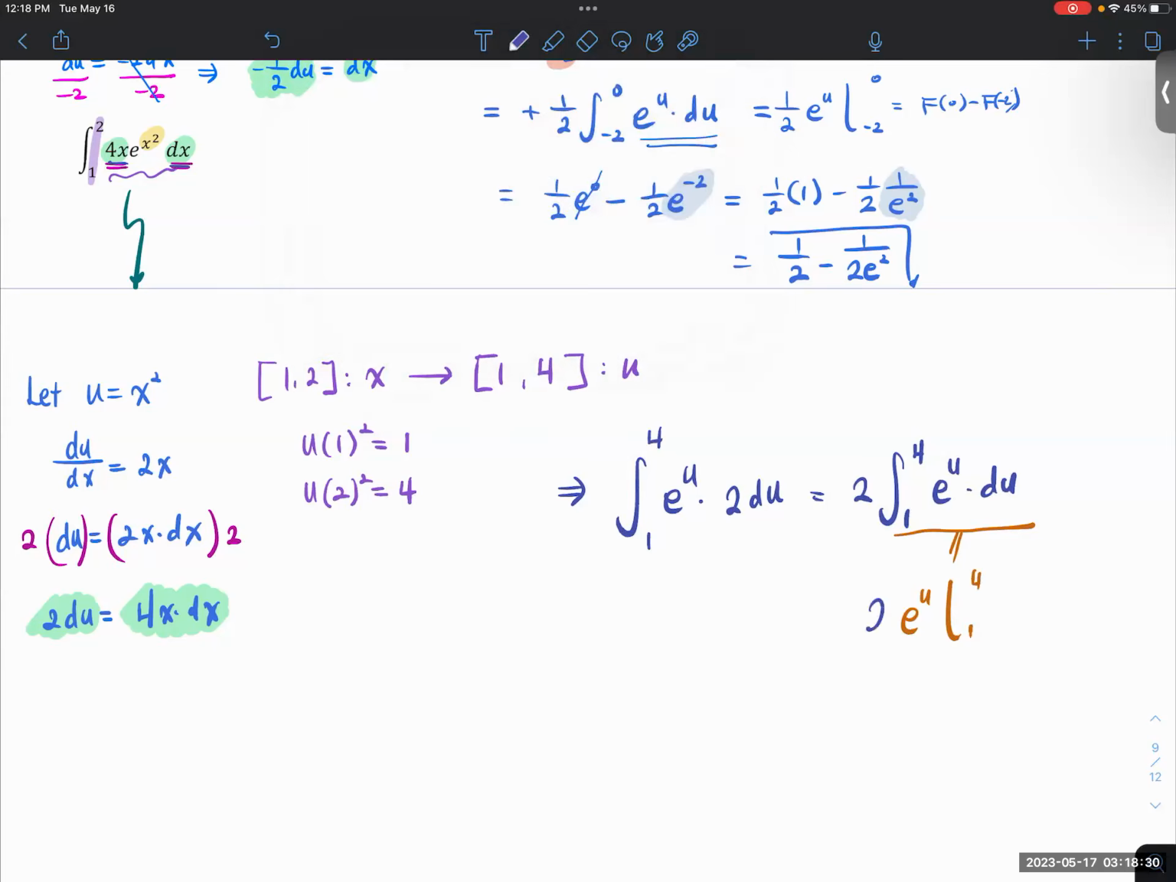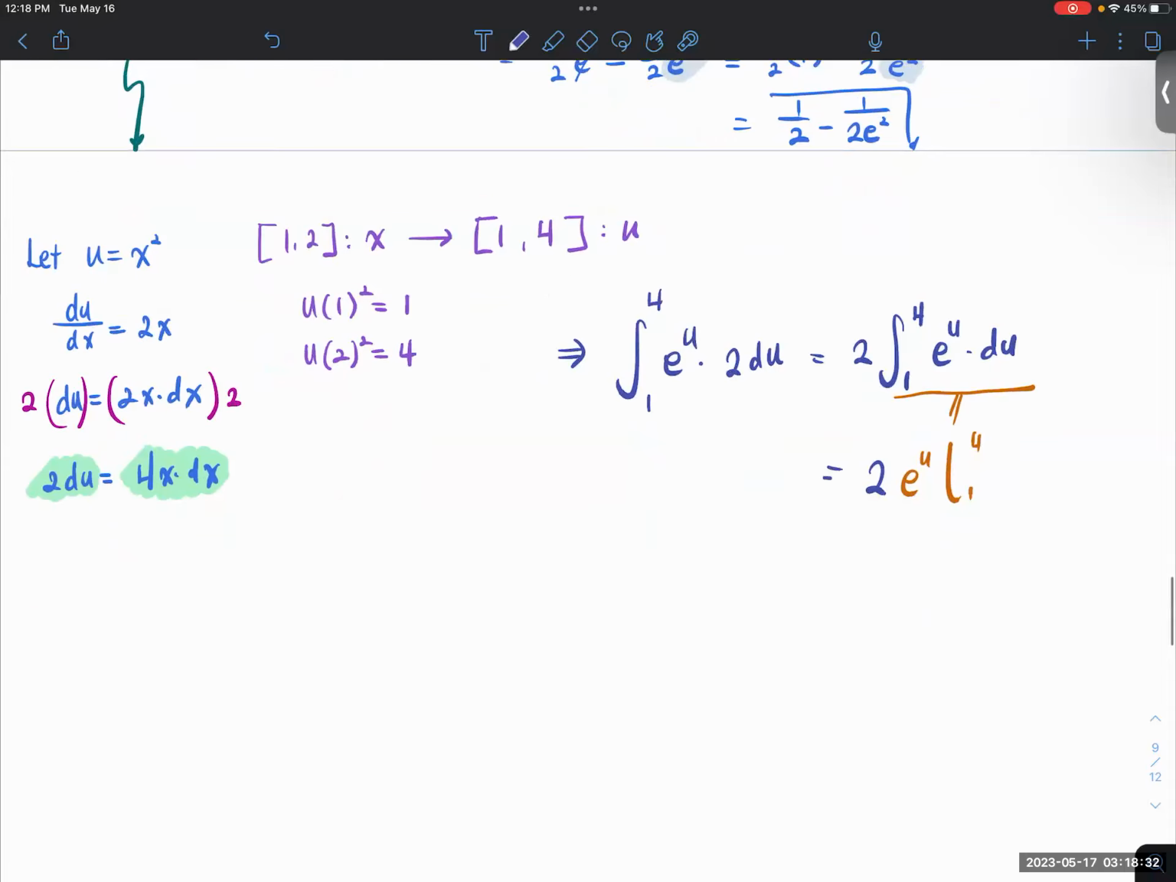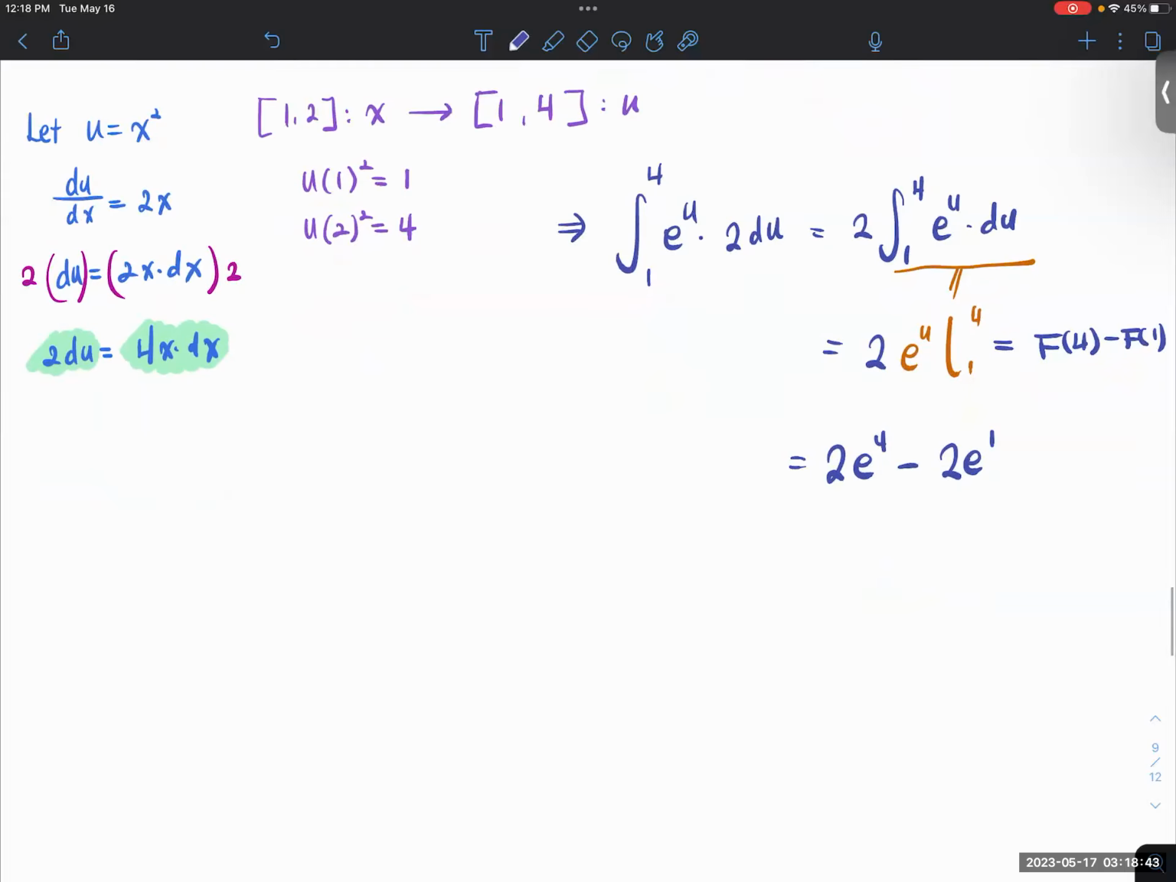And we do have a 2 in the front. So that means capital 4 minus capital 1. So 2 e to the 4 minus 2 e to the 1. So that is going to be 2 e to the 4 minus 2 e to the 1, which is the same. You can change it to the decimal if you need, but this is fine too.